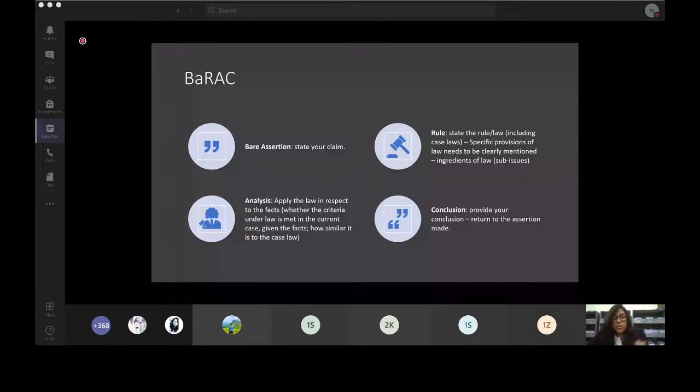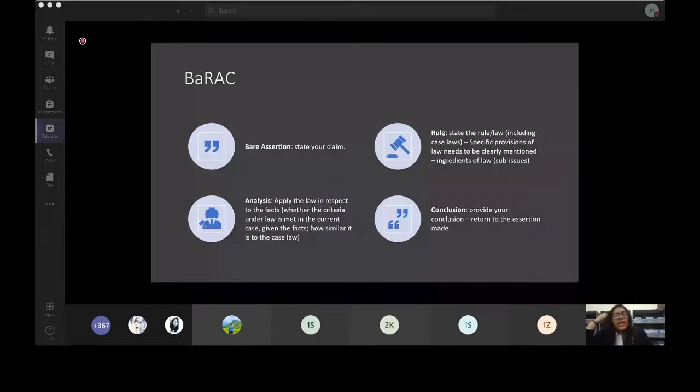In conclusion, you basically reassert what you started with. So you just say that in line of the above argument, it is extremely clear that by the enactment of the present legislation, the government has violated fundamental rights, and hence the legislation is unconstitutional in nature. So this is one line of argument that you will follow.